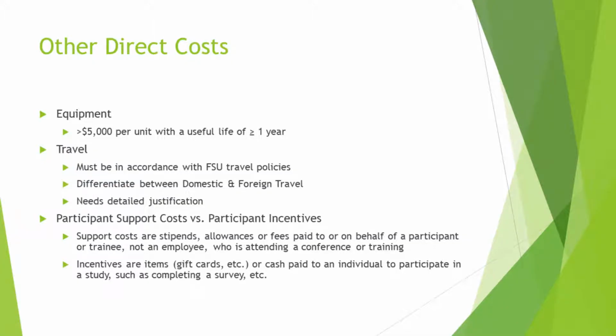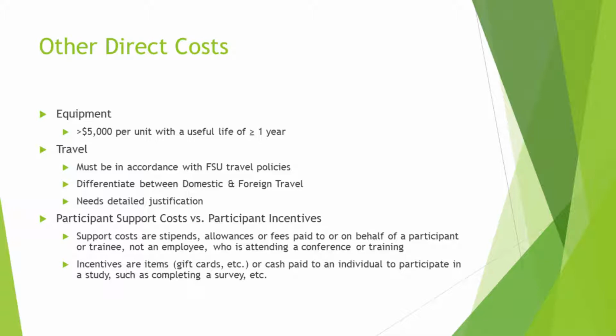Jen mentioned equipment. The federal definition of equipment means that it has to have a $5,000 or more cost per unit. So if you're buying things and they're under $5,000, probably wouldn't consider it equipment. It would just go under supplies.